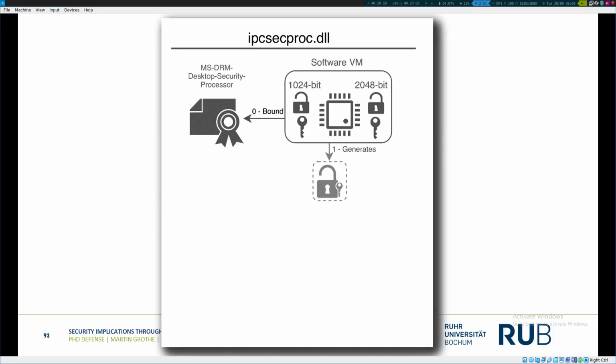And afterwards, what happens is the software VM generates a new key pair, and this key pair is then used for the whole SPC generation. So the public part gets stored inside the SPC, and afterwards it gets signed by the corresponding private key. So if you generate one for the cryptographic mode 1, you get it signed with a 1024-bit private key, and if you generate an SPC for the cryptographic mode 2, then it's signed with a 2048-bit.